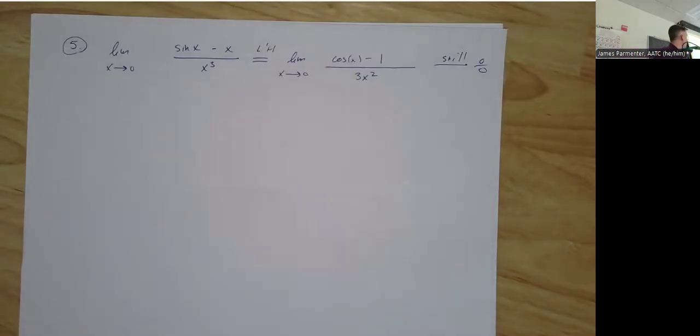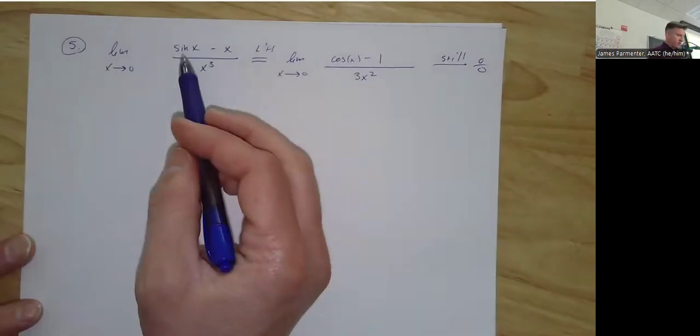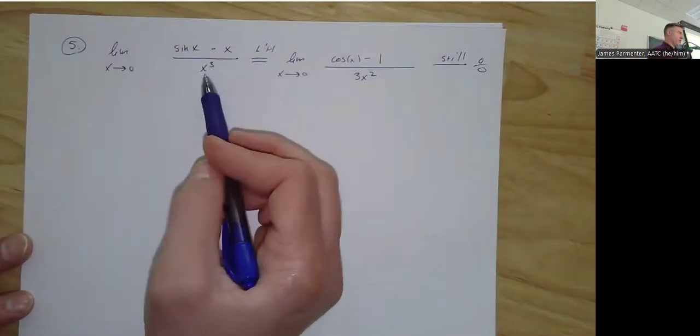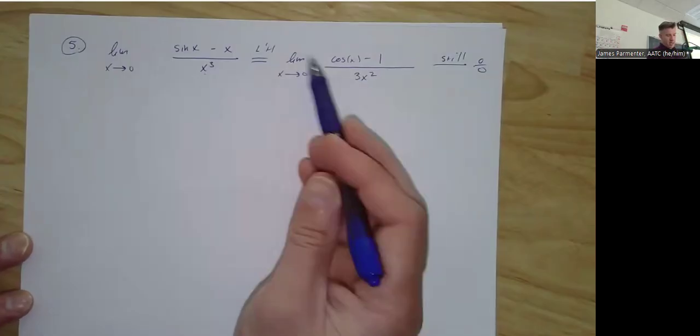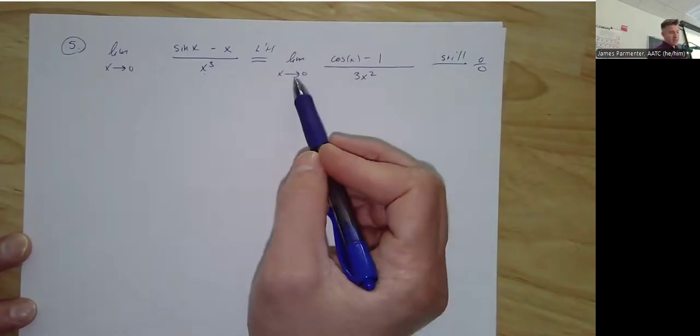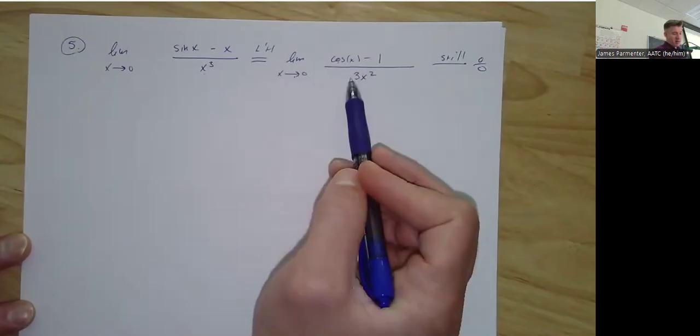Let's go ahead and take a look. So it is a 0 over 0 type. Sine of 0 is 0, minus 0 over 0 cubed. If we use L'Hopital's rule one time, we now have the limit as x goes to 0 of cosine of x minus 1 over 3x squared. And if we plug in 0, we still get 0 over 0.